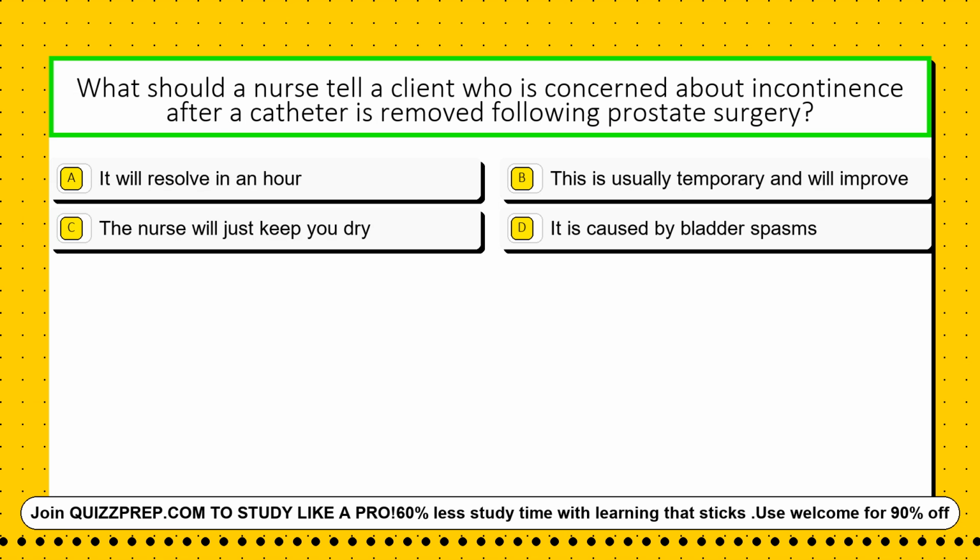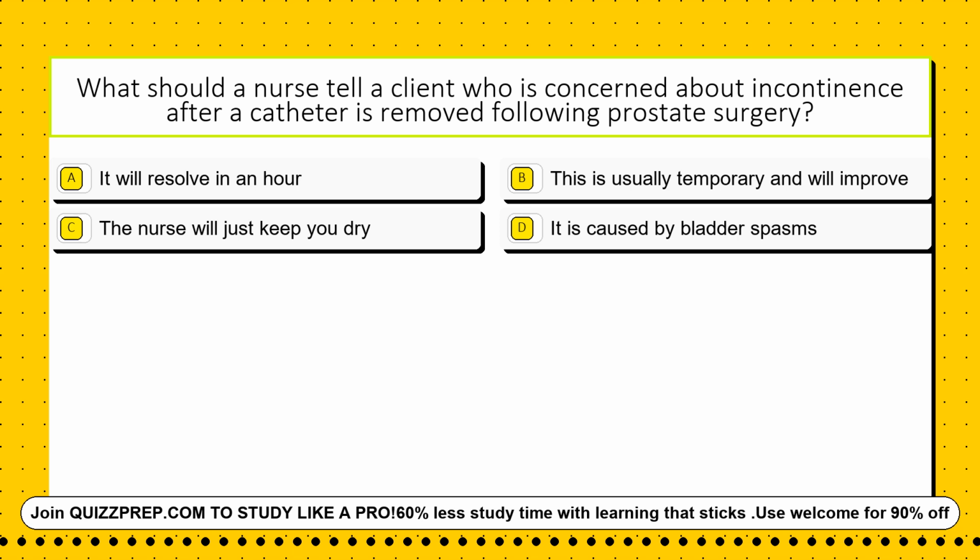Question 50. What should a nurse tell a client who is concerned about incontinence after a catheter is removed following prostate surgery? Option A. It will resolve in an hour. Option B. This is usually temporary and will improve. Option C. The nurse will just keep you dry. Option D. It is caused by bladder spasms.